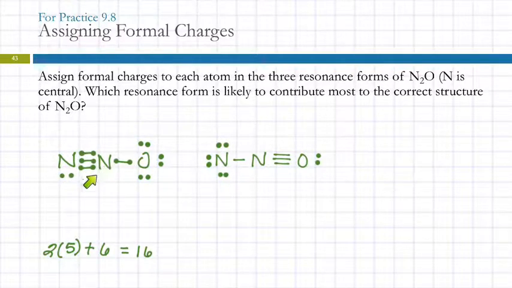I have a total of 4 bonds here. I've got a triple bond and a single bond. What if I did 2 double bonds? Would that be the same number of electrons? Yeah. So let's try that one. Nitrogen, double bond, nitrogen, double bond, oxygen.